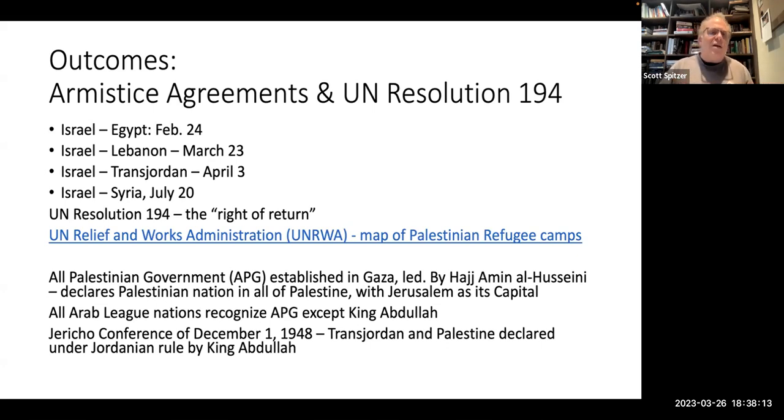After the war, Israel signs armistice agreements with Egypt on February 24th. And you can notice here separately, the Arab League launches this war together, but each nation has a separate armistice agreement establishing some kind of a line. It's not a border, right? But over which there will be no more military conflict. A border with Egypt on February 24th, a border with Lebanon on March 23rd in the north, a border with Transjordan on April the 3rd, and a border with Syria.